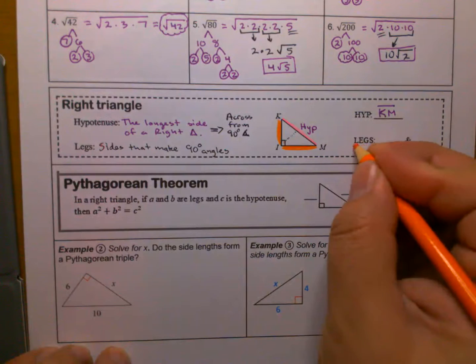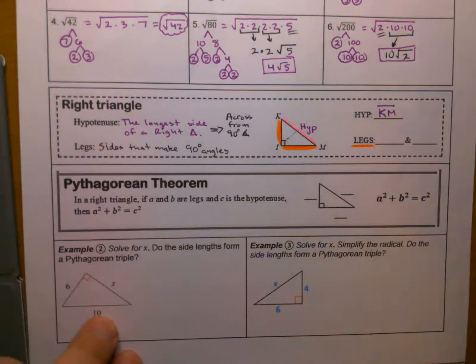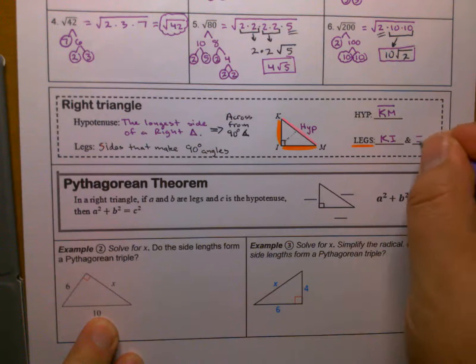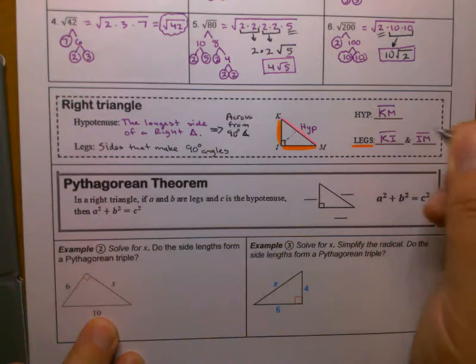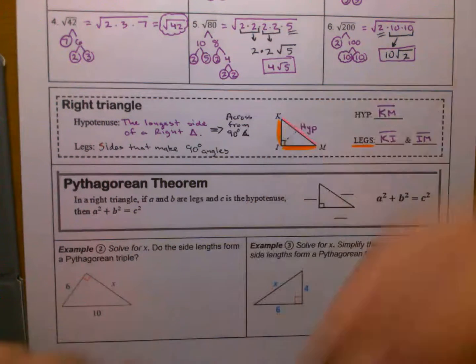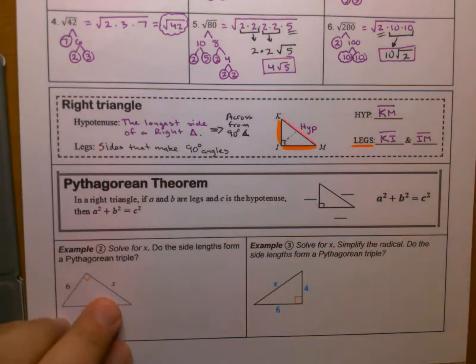So then those are the legs from K to I and I to M. So it's going to be very important to spot these because this is what's going to help me set up my Pythagorean theorem. So again, here we have our sides, or the legs here. So let me put it in this color over here.